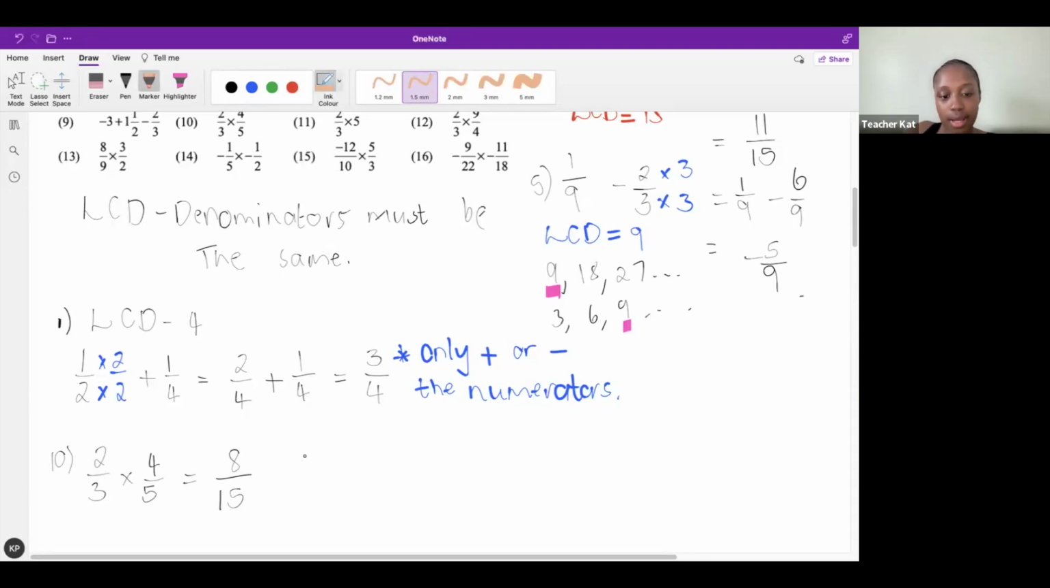So the rule here is you say numerator times numerator. And at the bottom, you just say denominator times denominator, and you're done.